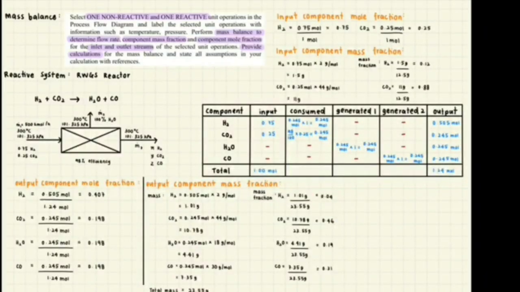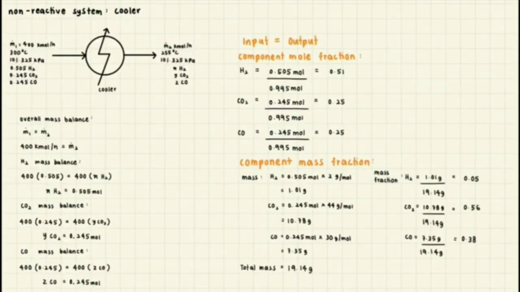The diagram shows the mass balance for a reactive unit operation, which is the RWGS membrane reactor. We use a table of input, consume, generate and output to find the total output and calculate both input and output component mole and mass fraction. While for a non-reactive unit operation, which is the cooler, we simply calculate based on the overall mass balance and each component mass balance, as input and output are equal.